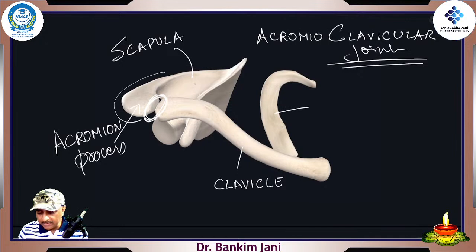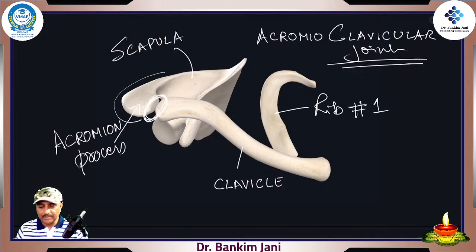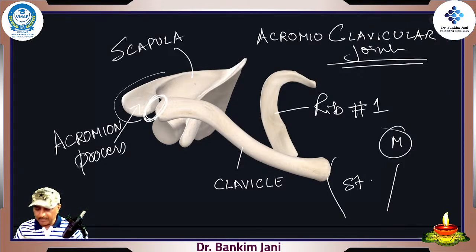And this one is rib number 1, right? So when it is said thoracic inlet, how is it formed on one side? So this side would be the medial side. Because this clavicle, this is the medial end, right? Over here, there would be the sternum, manubrium sterni. So this is the medial side.